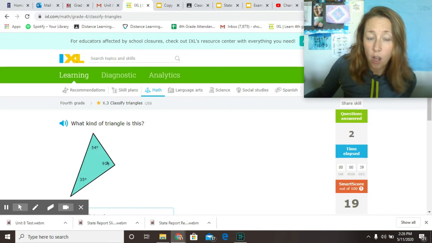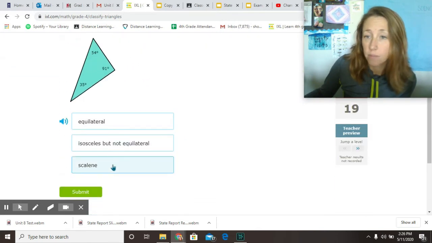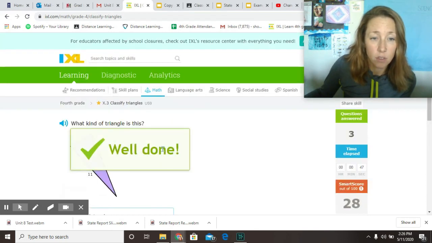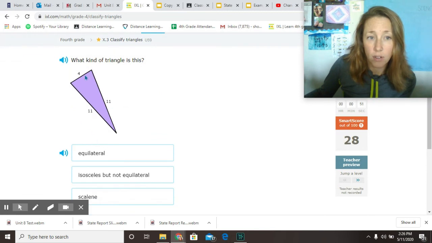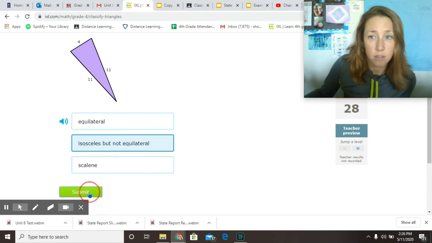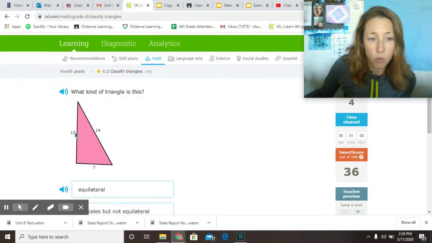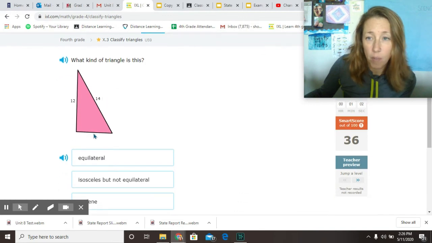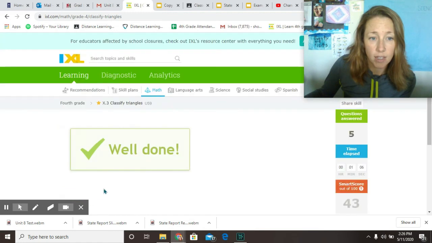So looking at this one, all my angles are different. That means it is going to be scalene. If all my angles are different, it's going to be a scalene triangle. This one, 11, 11, and 4. I know two sides are the same. That makes it isosceles. This one, all my sides are different again, which makes it scalene.